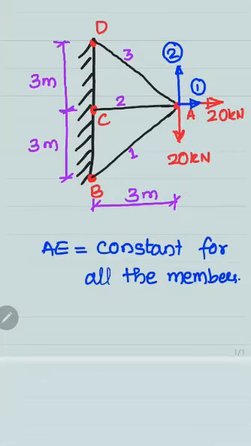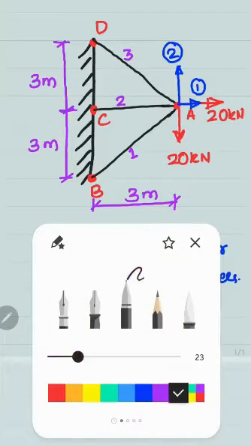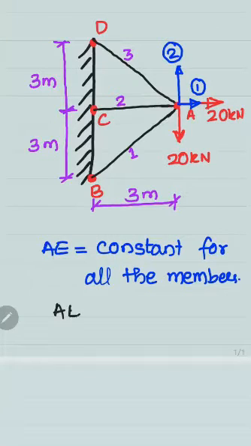Now these members AB, AC, AD have been loaded by two point loads, 20 kilonewton and 20 kilonewton. Clear? For this problem it is mentioned that AE is constant for all the members. So they have not given the area of cross section for each member. Area and Young's modulus are taken as constant. So in the constant AE by L, AE is constant, which means in the table you have to take 1 upon L. Clear?